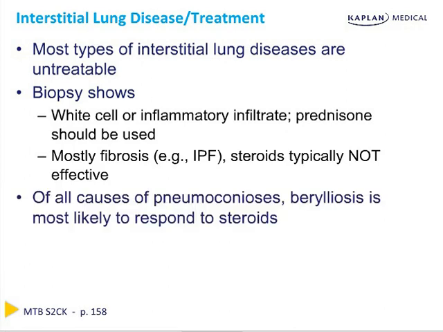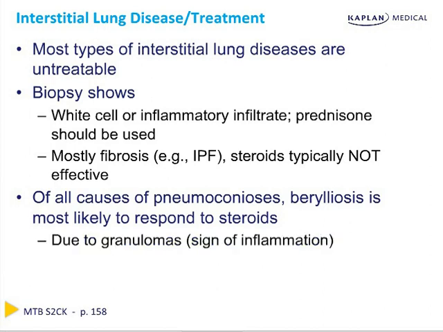Of all the causes of the pneumoconioses, berylliosis is the most likely to respond to steroids, and you should remember this fact for step 2. This is because, as we mentioned previously, berylliosis is associated with granuloma formation, and the granulomas can often respond to corticosteroids.